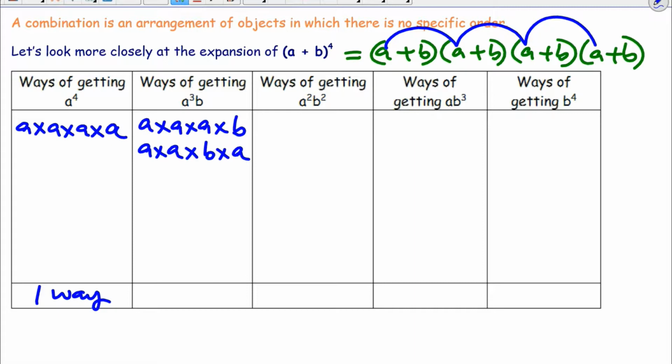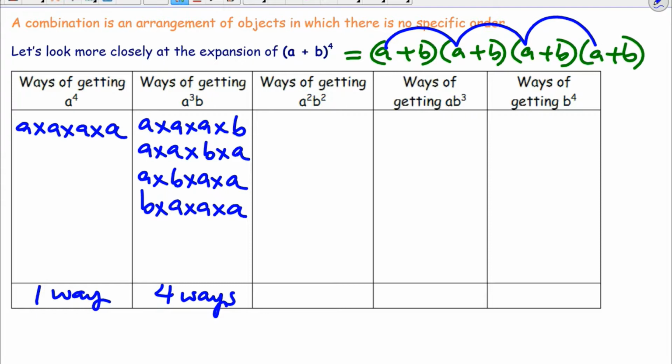Another way could be a multiplied by b multiplied by a multiplied by a. Another way could be b multiplied by a multiplied by a multiplied by a. And those are 4 different ways of getting a^3 b.